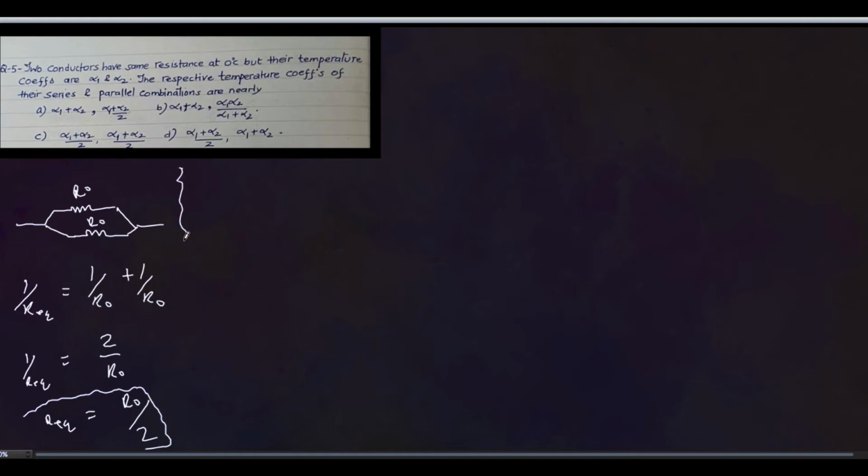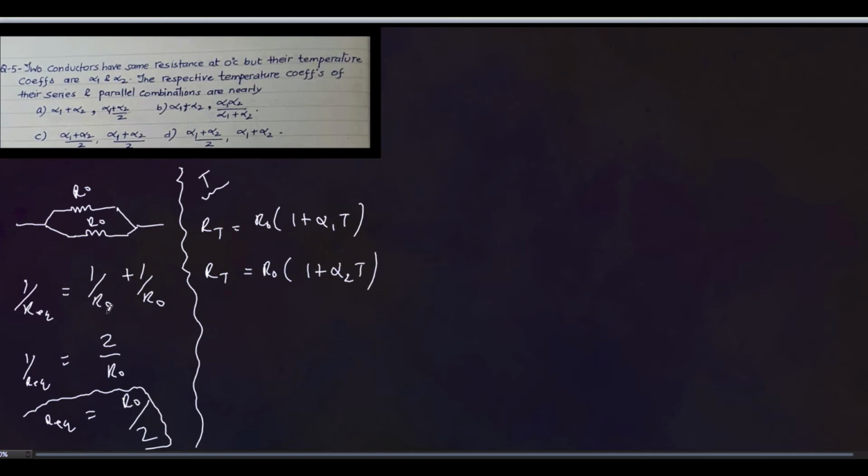In the same manner, we use the same method at temperature T. We are considering a temperature T. Then what will be the value of RT? It will be R0 into 1 plus alpha 1 into T. Similarly, the second resistor RT is equal to R0 into 1 plus alpha 2 into T. Then what about R equivalent? R equivalent is equal to R0 by 2 into 1 plus alpha equivalent into T. Now we are applying it in the same equation.